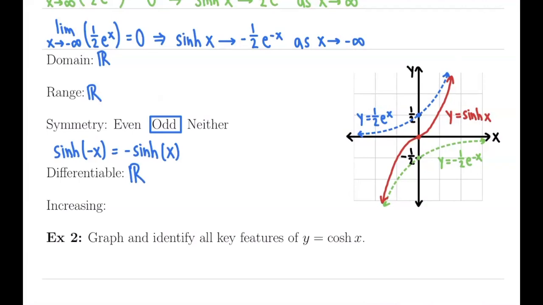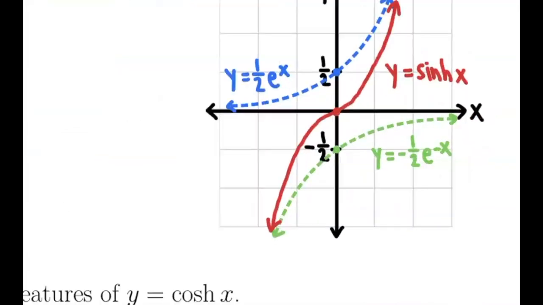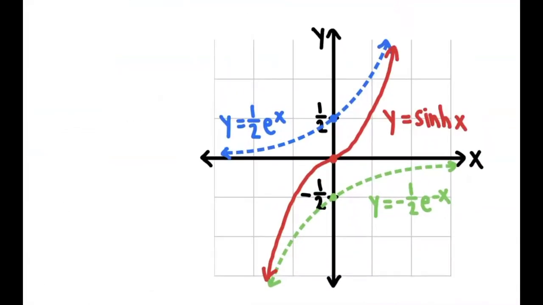And it's differentiable for all x because e to the x and e to the negative x are both differentiable. Actually, I should talk about what differentiable means for those who don't know. If you watch a hyperbolic trig video, they probably have some idea. But if you don't know that word, it basically means that the derivative exists. So it means that the graph is smooth. There's no sharp corners, and you can basically draw a tangent line at any point.